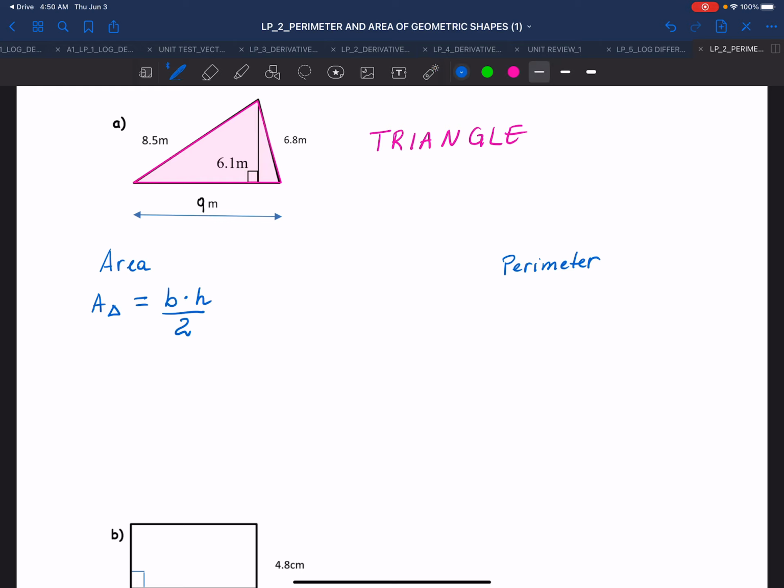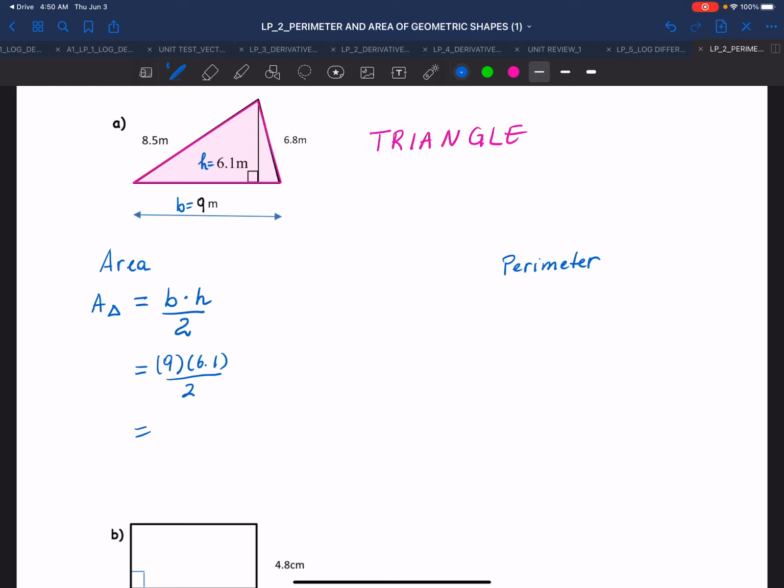And I like to show this on the diagram because it makes communicating the solution better to anyone, to your teacher, on a test, to your friends, and most importantly to yourself. So it's always a good habit to be able to explain things clearly and articulate them clearly. Now, the base is 9, the height is 6.1, divided by 2.